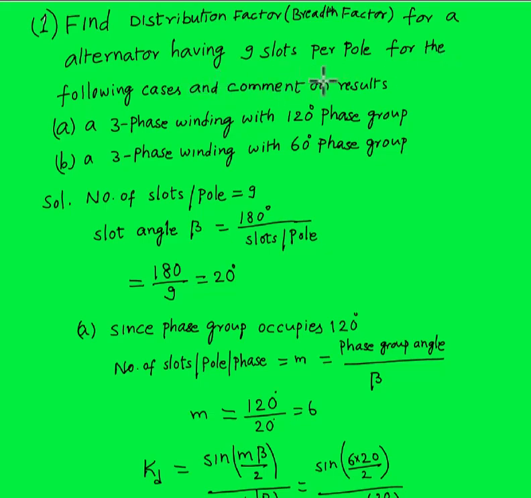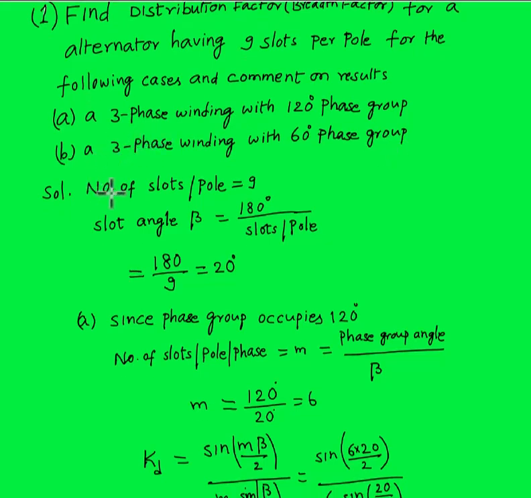following cases and comment on the results. A is a 3-phase winding with 120 degrees phase group. B. A 3-phase winding with 60 degrees phase group. Solution for this is like this. First, the number of slots per pole is given as 9 and the slot angle is given by beta, and that is nothing but 180 divided by slots per pole, that is 180 by 9, that is 20 degrees.